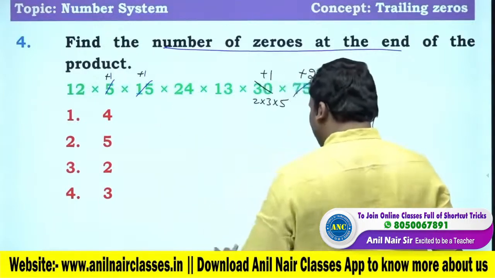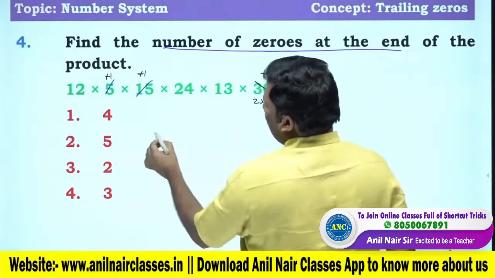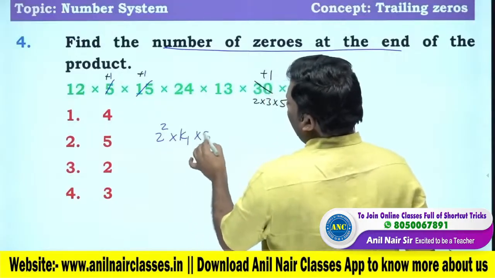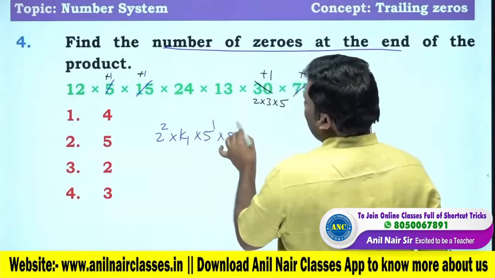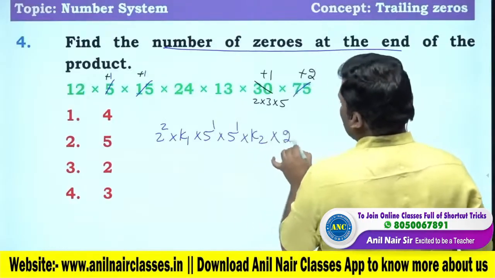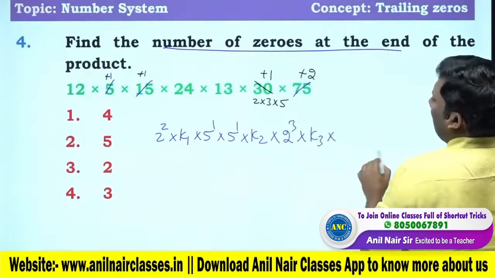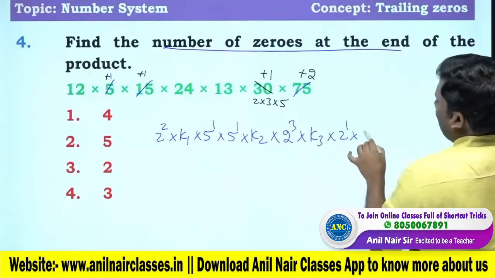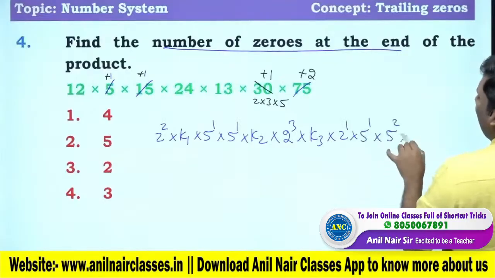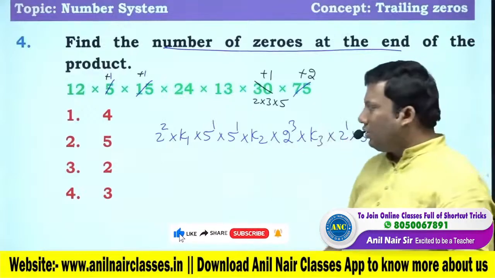These are the kind of problems where you might make silly mistakes. 12 is 2 square into 3. 5 is 5 power 1. 15 is 5 into 3. I don't require it. 24 is 2 cube into 3. I don't require it. 13 I don't require. So 30 contains 2 and 5. 75 is 5 square into 3. I don't require anything other than 2 and 5.